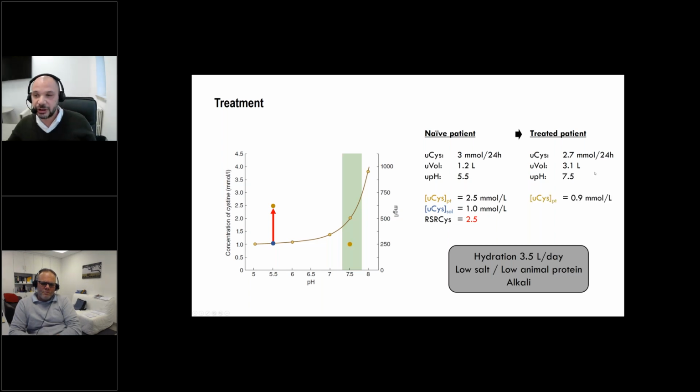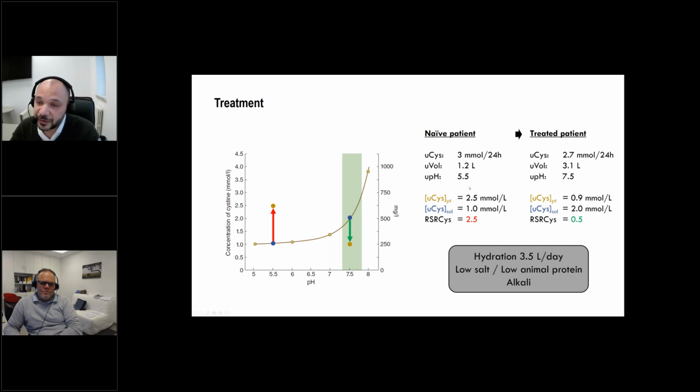At this point, the concentration of cystine will be 0.9 millimoles per liter. You can see here, the solubility at this urine pH is about 2. So the ratio will be 0.5, below 1, meaning that if this patient was in this stage 24 hours per day, 7 days per week, and for months, any stone that the patient might still have would dissolve over time.